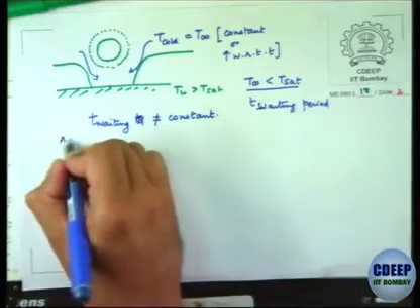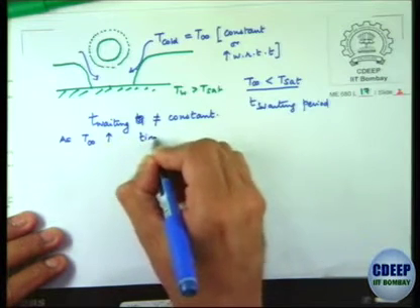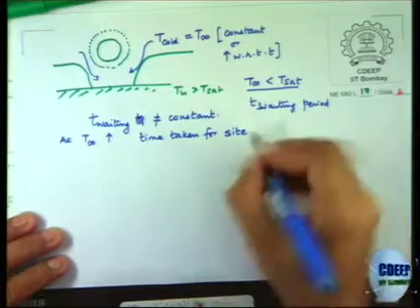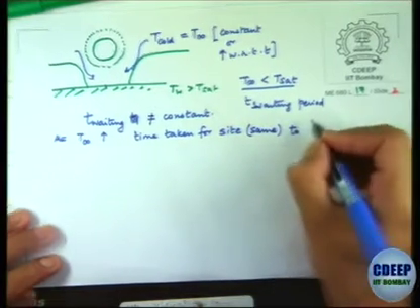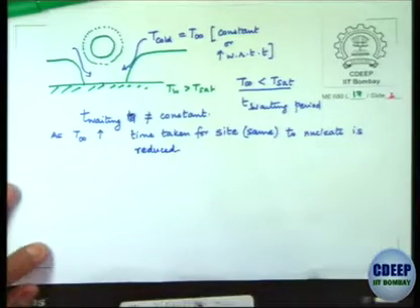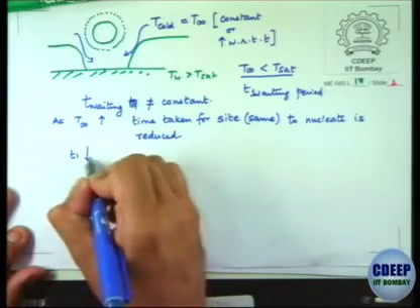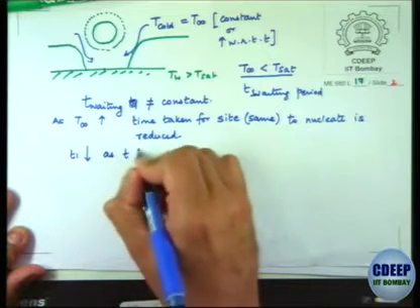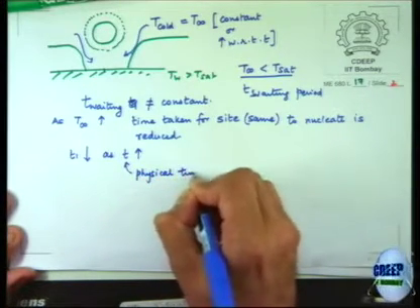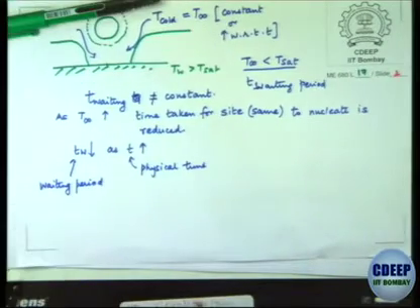So, as T bulk or T infinity increases, the time taken for the same site, we are talking of the same given nucleation site, to nucleate is reduced. So as a function of time, it is kind of funny when we write this, T waiting is a decreasing function of time as T infinity increases. Okay. This is the physical time, this is the waiting period, and this is commonsensical, logical only, nothing great difficult about it.